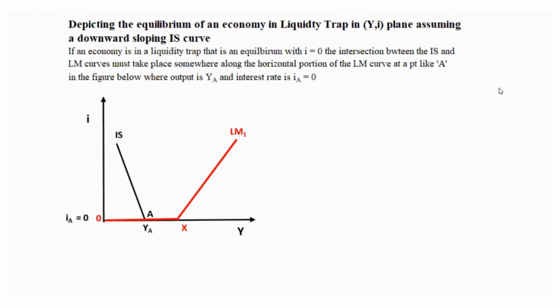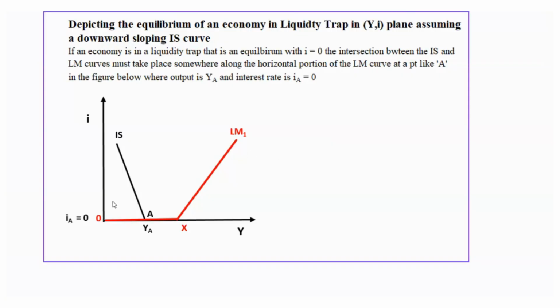So now let's see how we can depict the equilibrium of an economy in a liquidity trap in the y-I plane, assuming a downward sloping IS curve. We know if the economy is in a liquidity trap, this means that it is in an equilibrium where the nominal interest rate has hit its zero lower bound. So the intersection between the IS and the LM curves must take place somewhere along this horizontal portion of the LM curve, because this horizontal portion is where the nominal interest rate has hit its zero lower bound and we have a liquidity trap.